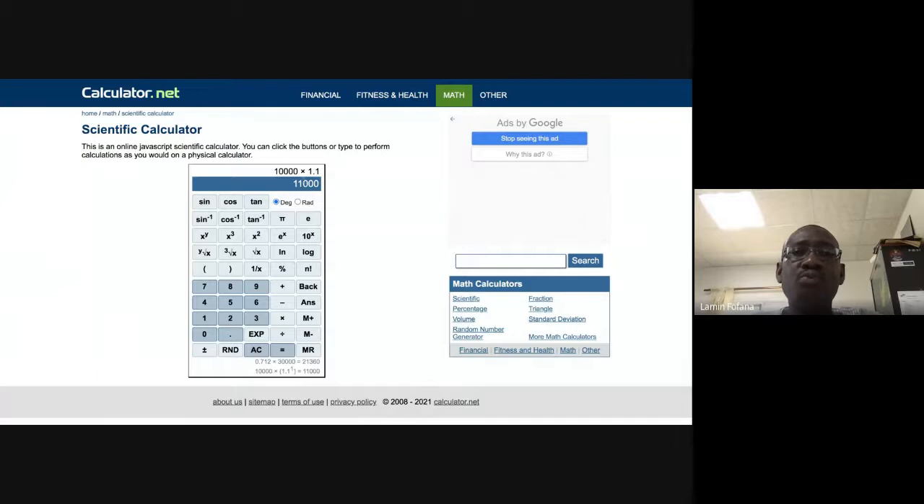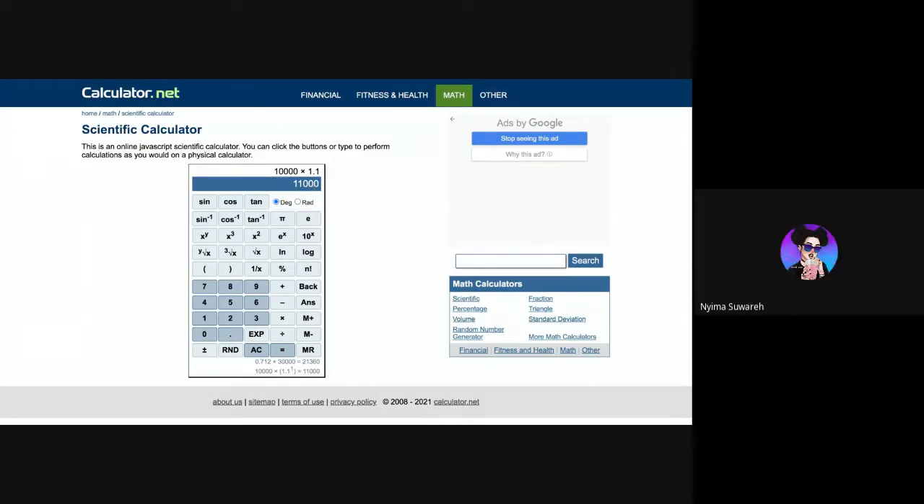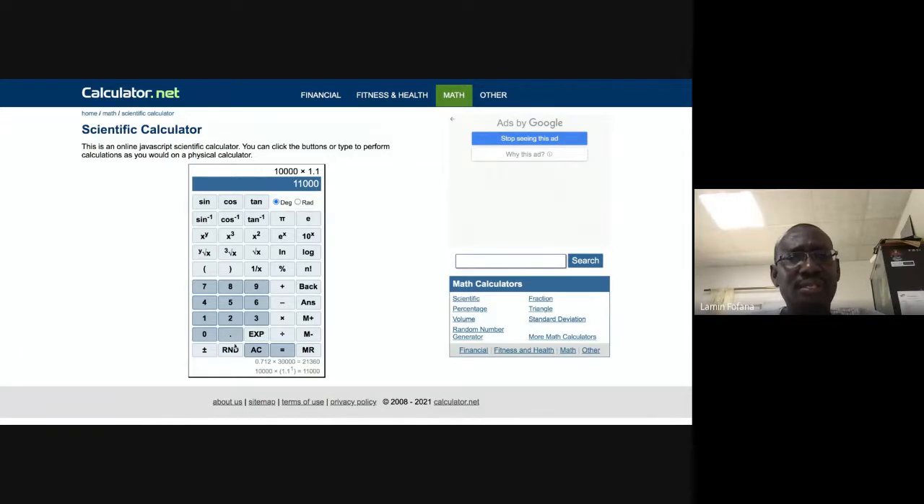So 1.1 raised to power 1 is 1.1. So there is no need to, in fact, raise it to power 1. That's why when we compound 10,000 multiplied by 1.1, it gives us 11,000. Can you see my calculator? Yes. Okay, good. Then now let's go to the second one.